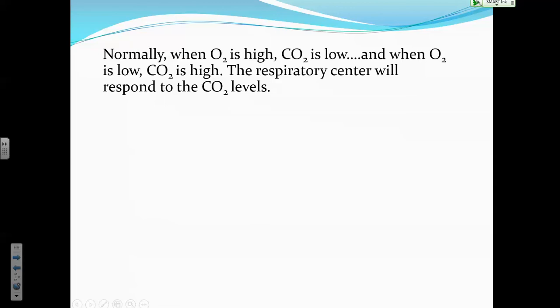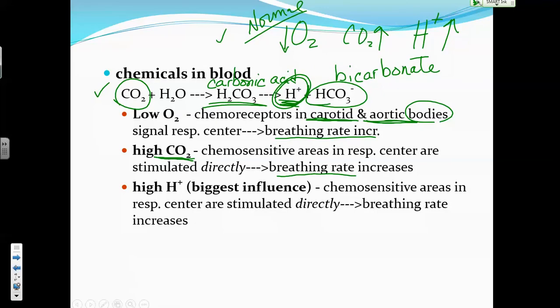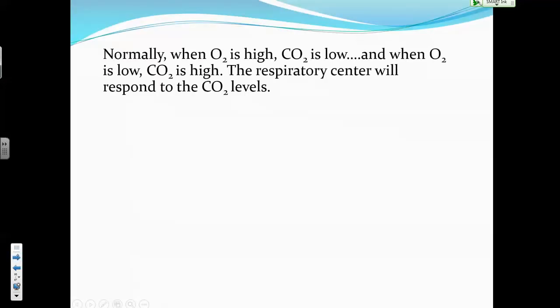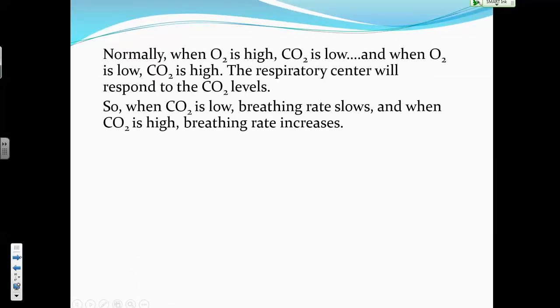Because of that little reaction we just went through, it can reverse. It's a reversible reaction. It has to be, so that you can breathe out CO2. If CO2 drops because you've breathed it out, that means hydrogen has combined to form this. So whatever CO2 is, hydrogen is. Keep that in mind. Always.